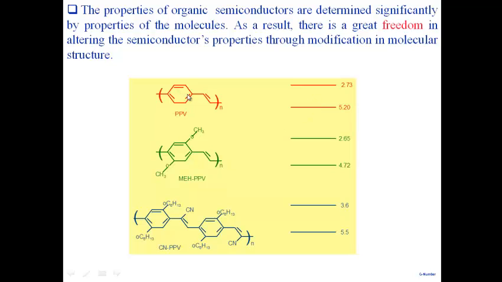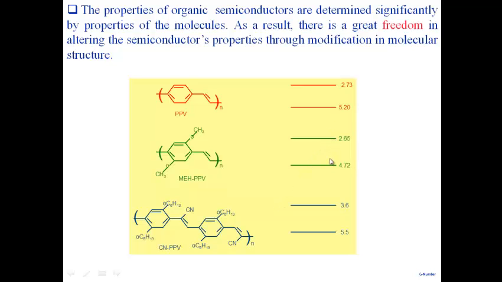Now, look at that same molecule, and a methyl group has been attached, right? What was 2.73 became 2.65. What was 5.2 became 4.72. Look at the energy levels by attaching a methyl group here. Attaching something else, look at the changes here. This went to 5.5. Look at this, 3.6. So what I'm just trying to illustrate, by attaching a group here, attaching something more here, look at the freedom with which you can alter the energy levels.